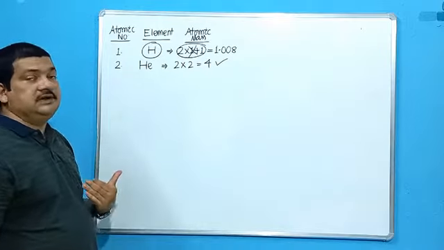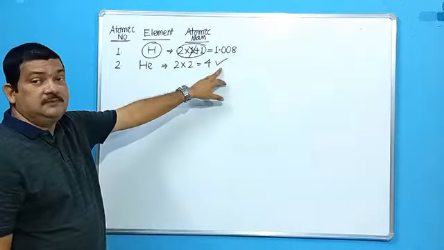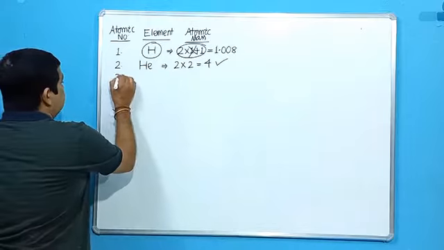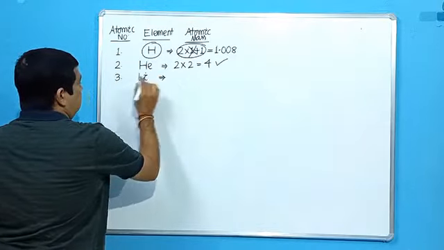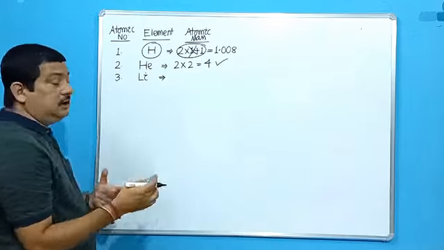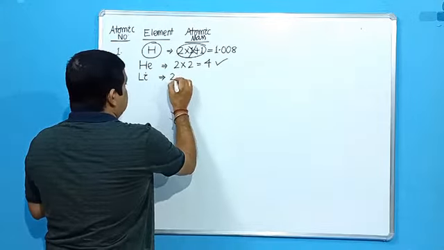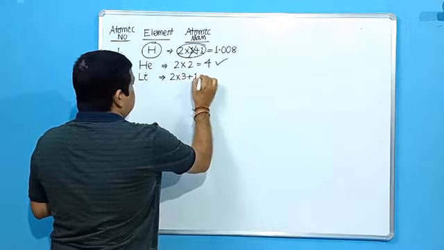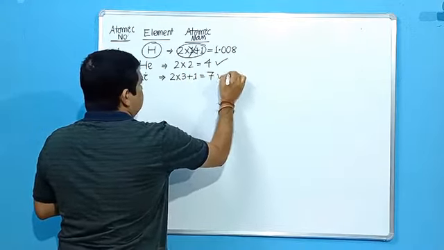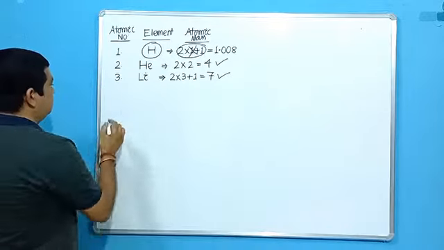So those who fit into the formula, I am giving a tick mark for them. Then 3. Lithium, atomic number is 3. It's odd. As per formula, what should be the atomic mass? Now 2 into Z, that is 3 plus 1, that is 7. Okay, it fits into the formula.